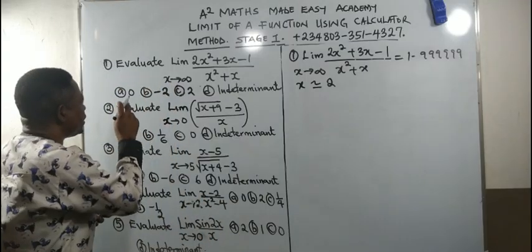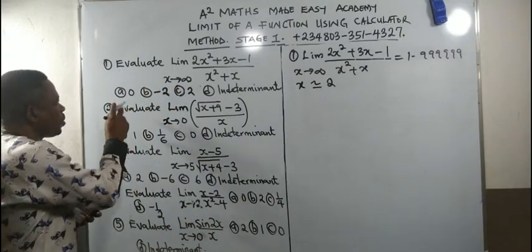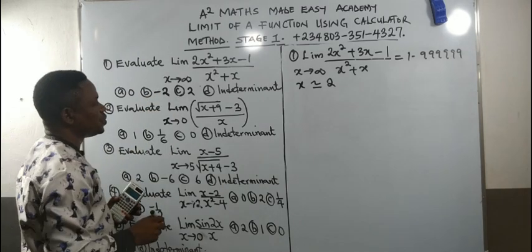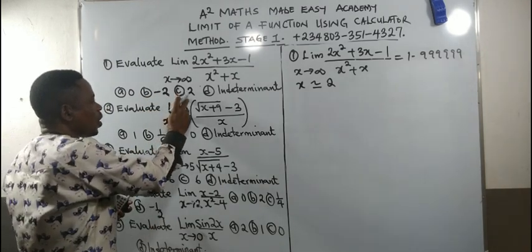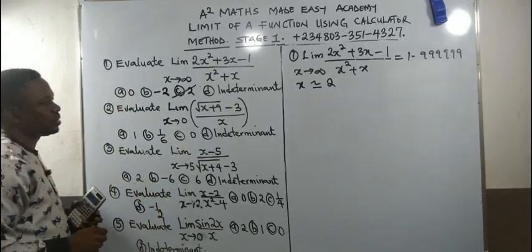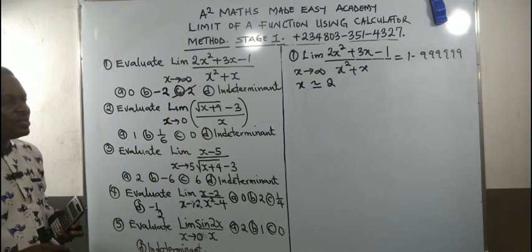Then let us check the options where there is 2. Option A says 0. No. Option B says minus 2. No. Option C says what? 2. Wow. The correct answer in the options is option C. Have I made myself clear? So that is all.